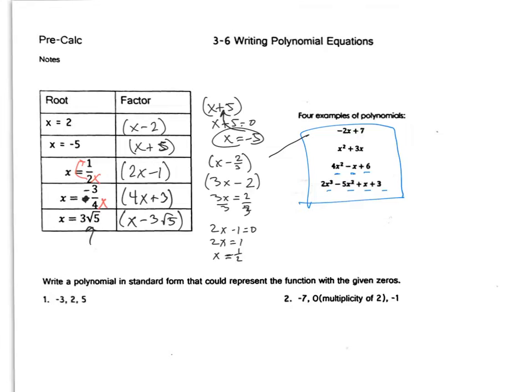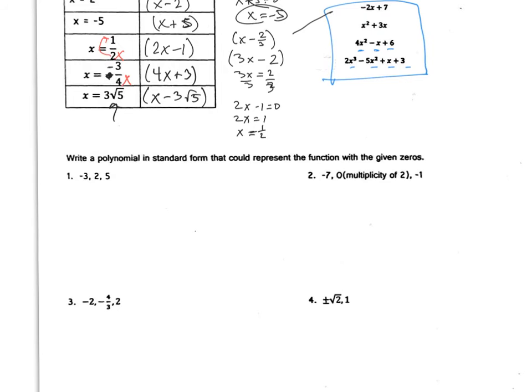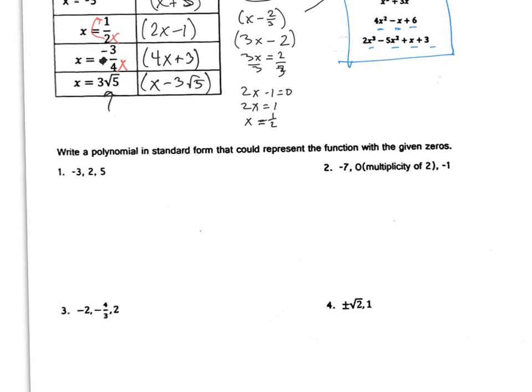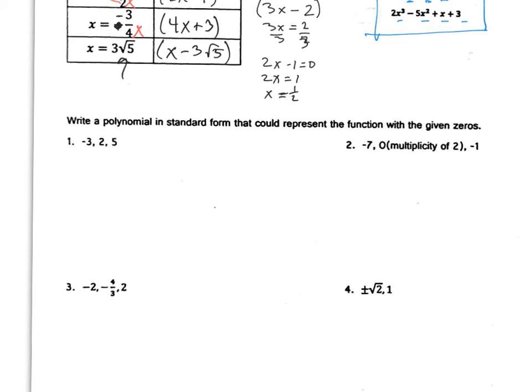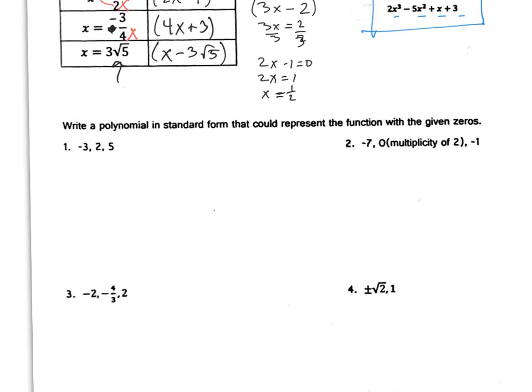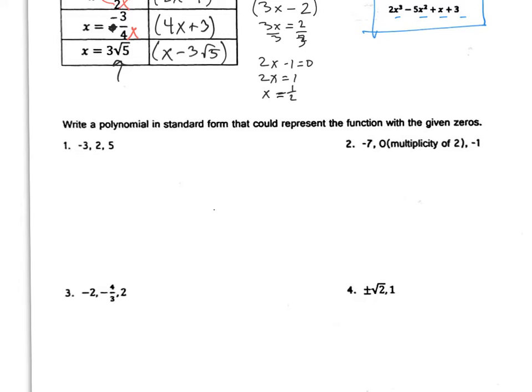So here we go. Let's write some polynomials. In fact, really anything goes. You might have multiplicity. You're going to obviously have fractions and radicals. So we're going to turn these into factors and then start multiplying. So if x equals negative 3 is the answer, this would be x plus 3. This one would be x minus 2. And this one is x minus 5.